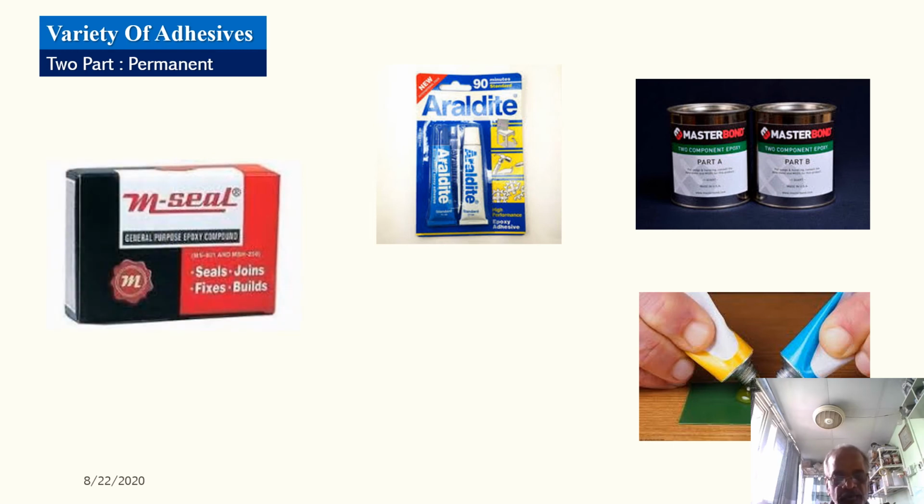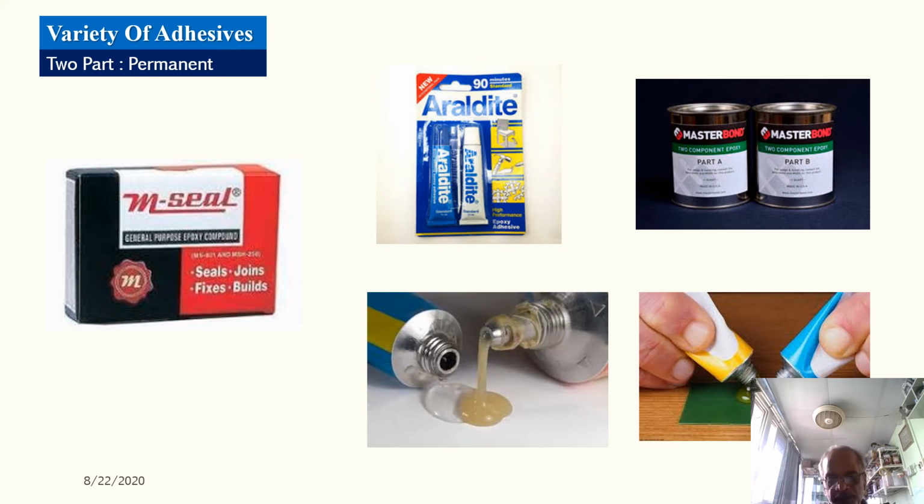M-Seal is another kind of adhesive. It is a mastic, rather. It is in solid state, but it can be used for filling up the gaps. It can be used for even joining, and there are many applications.